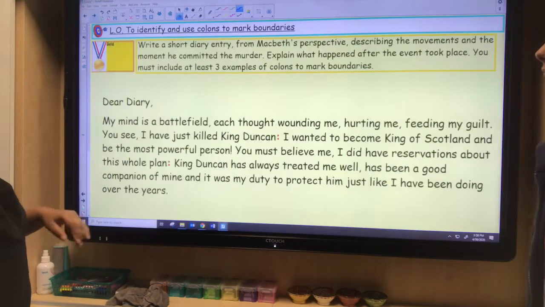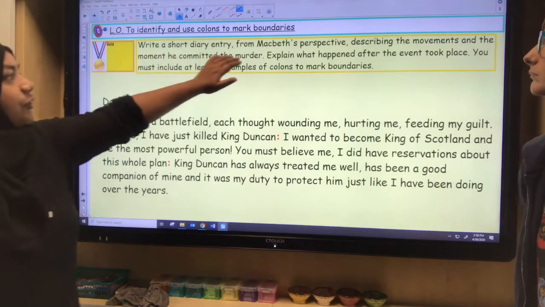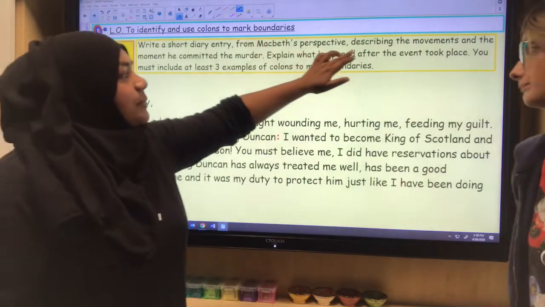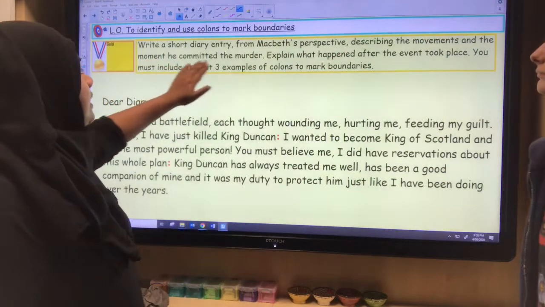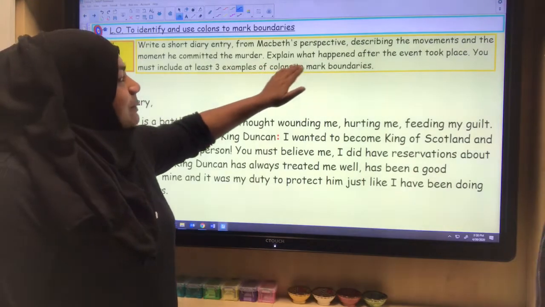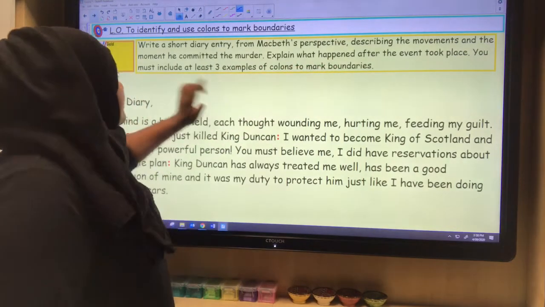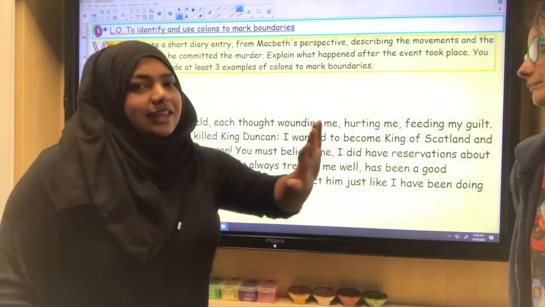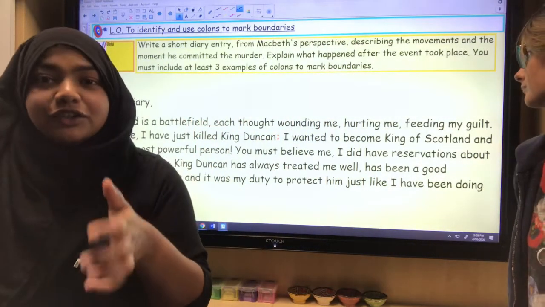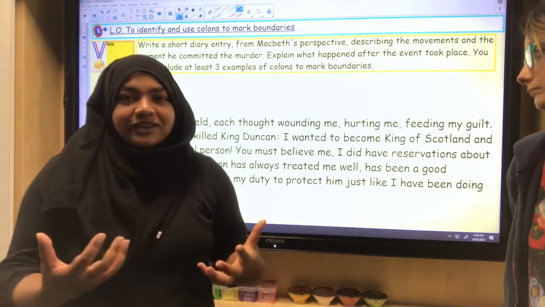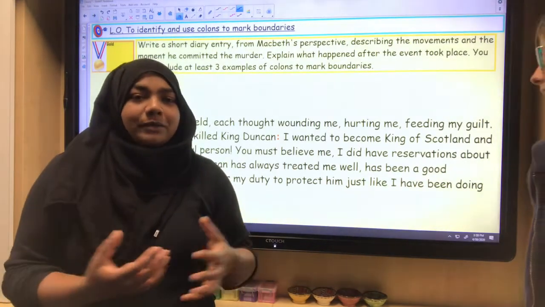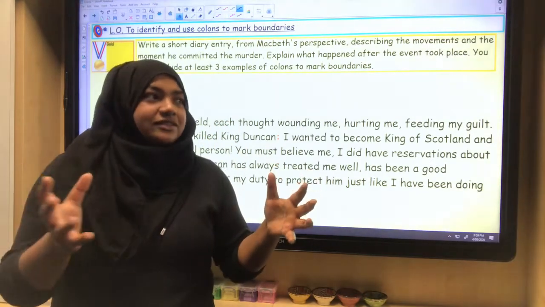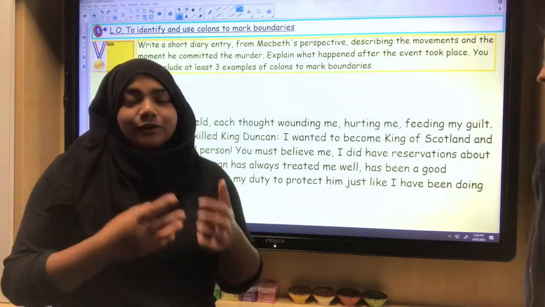And then gold is the following. Write a short diary entry from Macbeth's perspective. So you're writing as if you're Macbeth, describing the movements and the moment he committed the murder. Explain what happened after the event took place. You must include at least 3 examples of colons to mark boundaries. Now, this is just for you to practice the use of colons. Obviously, when you're writing, whether it be a big write, whatever it may be, you are not prescribed to use a set amount of colons. It's just today, it's just to see if you can use it in the correct places.